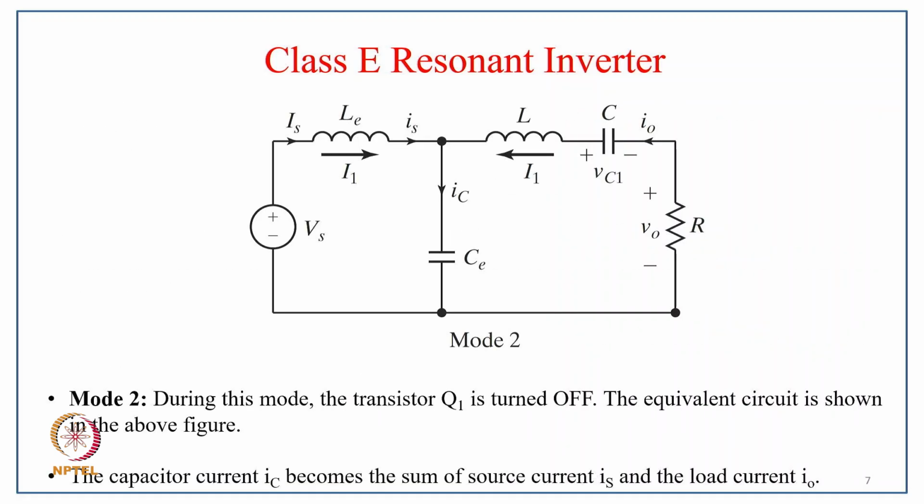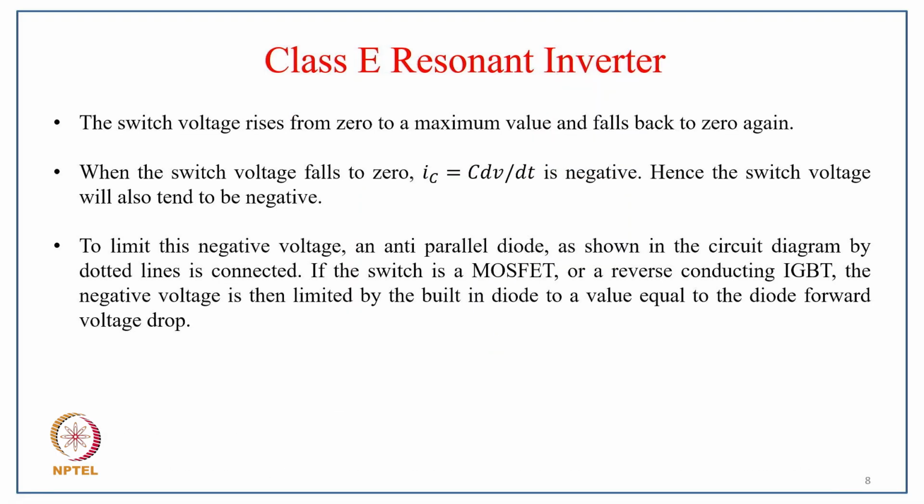And this is the mode 2 circuit. During mode 2, the transistor is turned off and the equivalent circuit is shown in the above figure, and the capacitor current IC becomes the sum of the source current and the load current, as you can see from this equivalent circuit. The switch voltage rises from 0 to a maximum value and falls back to 0 again, and when the switch voltage falls to 0, IC equal to C dV by dt is negative.